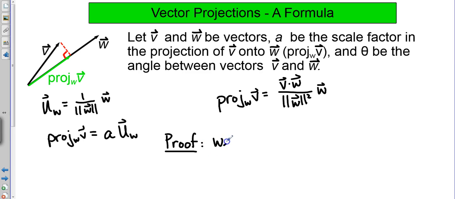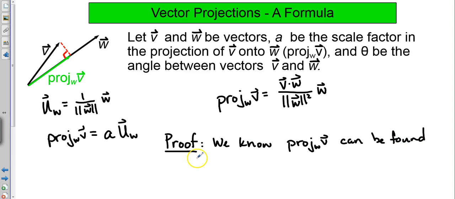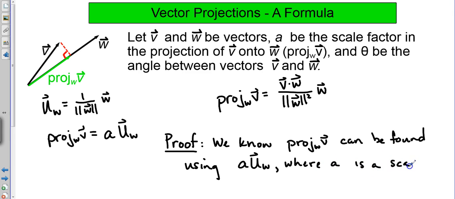So my proof, we know that the projection of v onto w can be found by figuring out what that scalar is. So it can be found by taking some scalar and multiplying it by the unit vector in the same direction as w. And we should probably specify exactly what a is, where a is a scalar multiple.